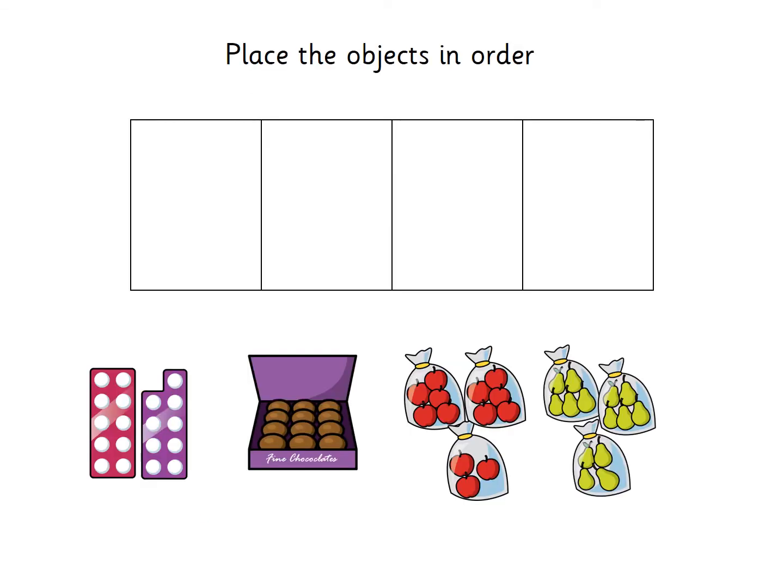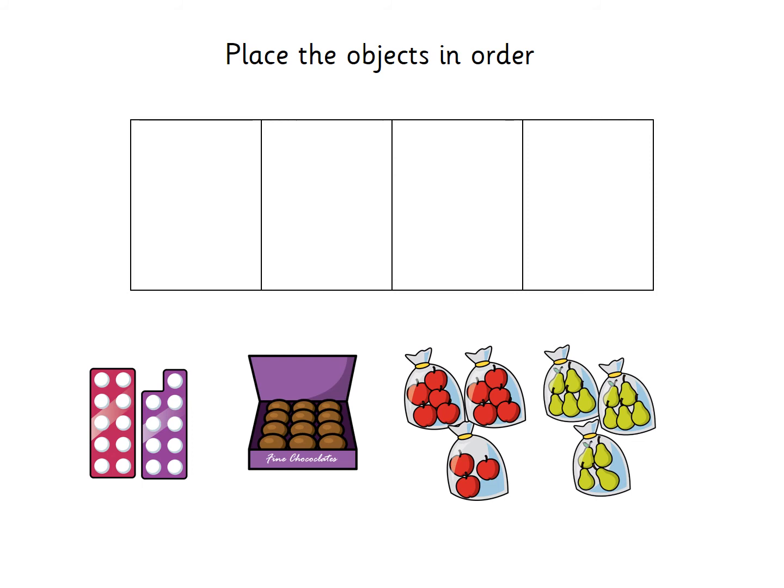Right, let's have a look then. We are going to place the objects in the correct order. So we've got some Numicon. Let's count our Numicon first. So that first one is 10, and then we've got 9, 10 and 9. Let's count 10, 11, 12, 13, 14, 15, 16, 17, 18, 19. So the Numicon is 19.